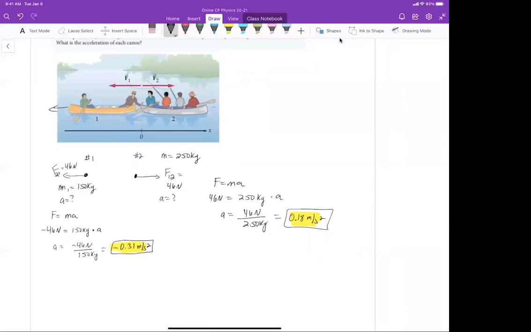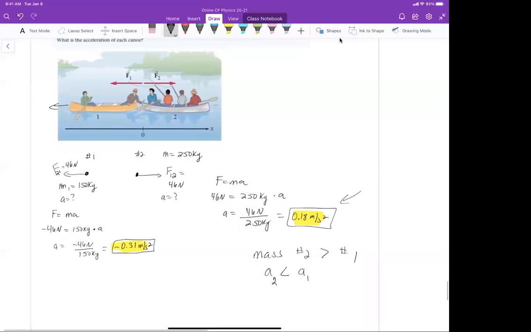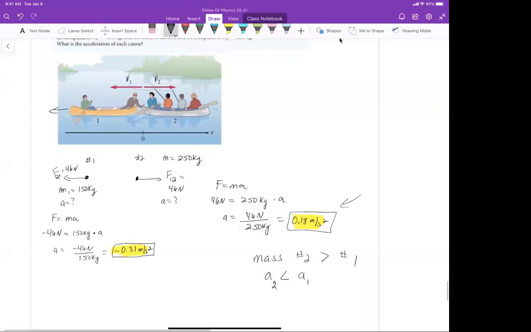However, the mass of number 2 is greater than number 1. And because of that, acceleration is less. Acceleration of 2 is less than acceleration of 1. So the forces between the two of them are the same, but the acceleration will be different based on their masses. That's what I have for you today.